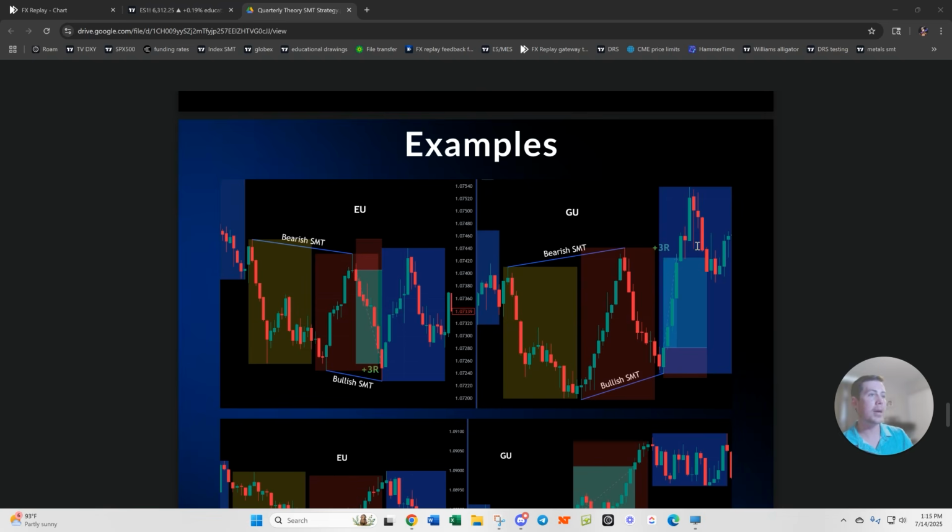I believe for EU and GU, I was using like a minimum stop of 5 pips, but with futures, you can just use the kind of recent SMT lows. You don't need to extend it any far beyond that because, you know, they have super tight spreads.